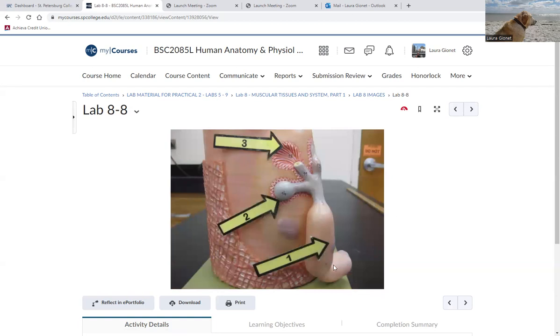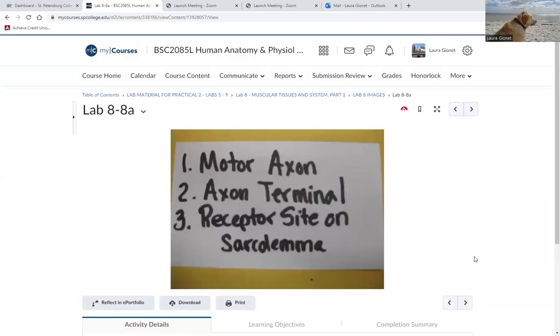All right. 1, 2, and 3 is again pointing to similar nerve structures or components, where we have a motor neuron axon and the axon terminals. Number 3 represents the binding sites for these neurotransmitters, or acetylcholine in this case. So that's the receptor site on a sarcolemma.